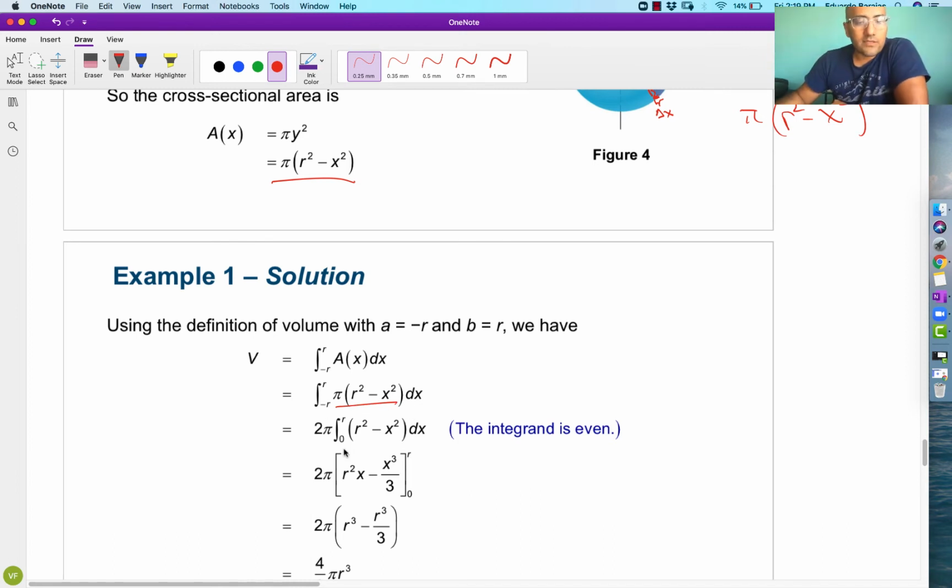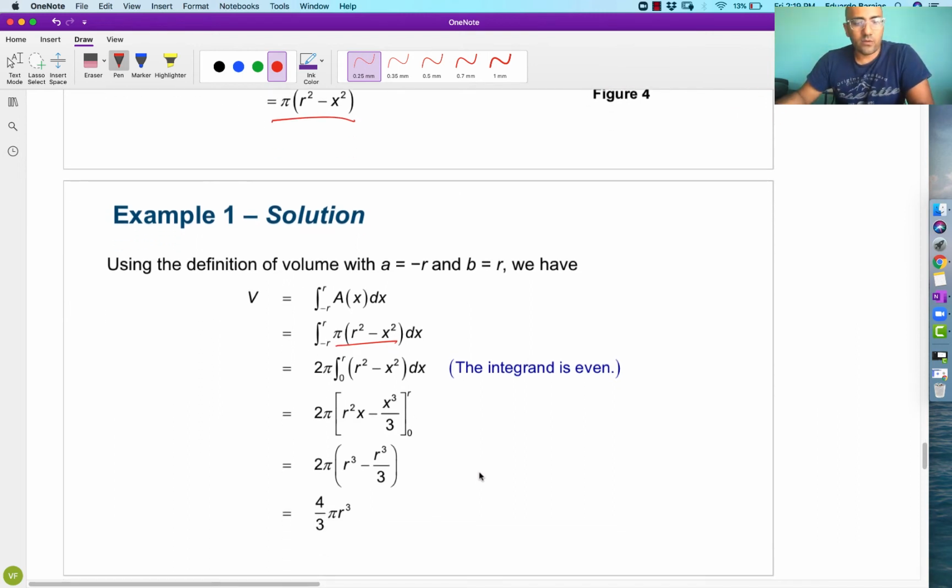And then we notice some symmetry. So we can go from 0 to r instead of negative r to r and just double our answer. Pull out that pi. And then the rest is identical to what I did.